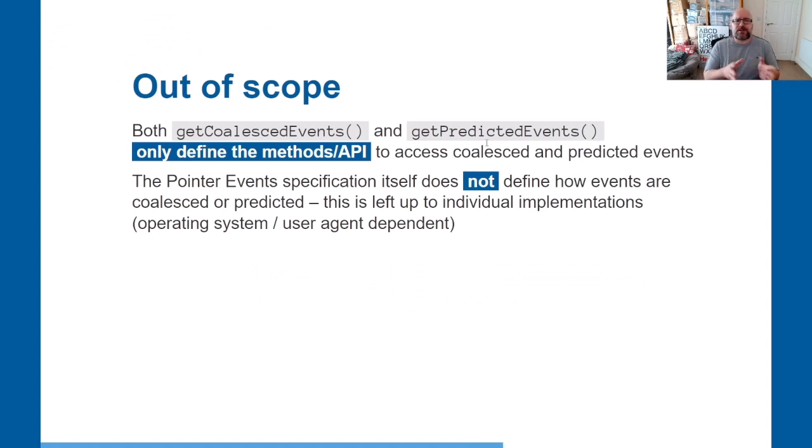And also, just to clarify what's in and out of scope, both getCoalescedEvents and getPredictedEvents in our specification only define the methods and the API to access coalesced and predicted events. The pointer event specification itself does not define how events are coalesced or how they are predicted. This is left up to individual implementations. So it could be operating system or user agent dependent.